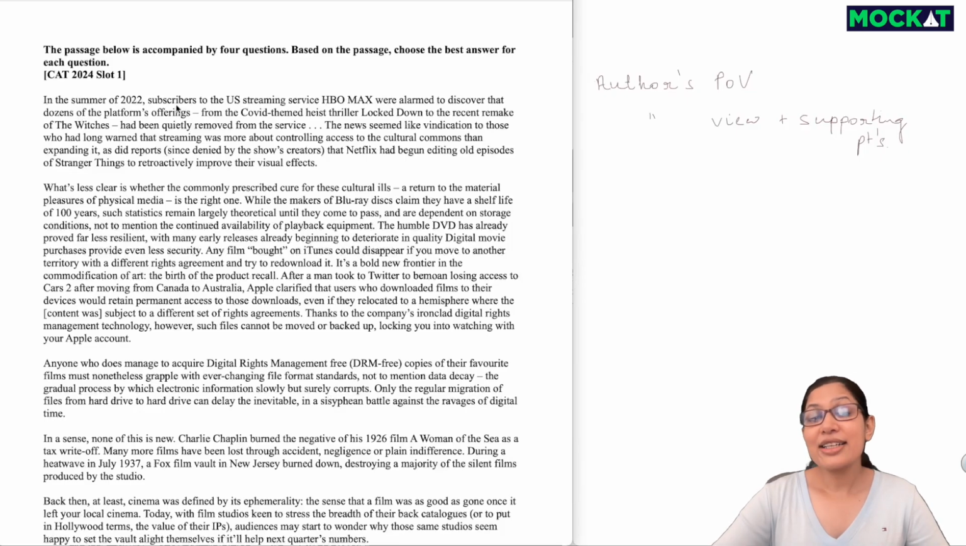Now in the first paragraph, the author is giving us a couple of examples. HBO Max has basically been removing some of their shows. Netflix might be editing old episodes. And this is feeding into people who have been warning that streaming was more about controlling access to the cultural commons than expanding it. Now, commons is something where everybody has access to it or rights over it. So here we can think of it as media or shows which anybody can access.